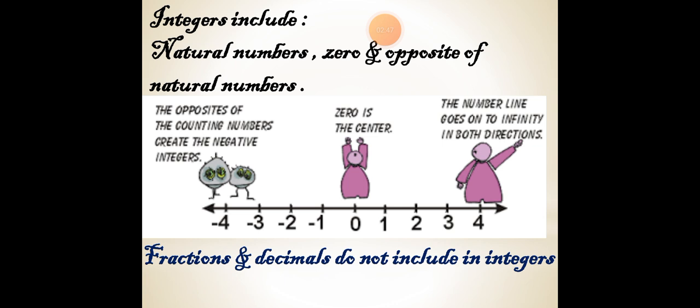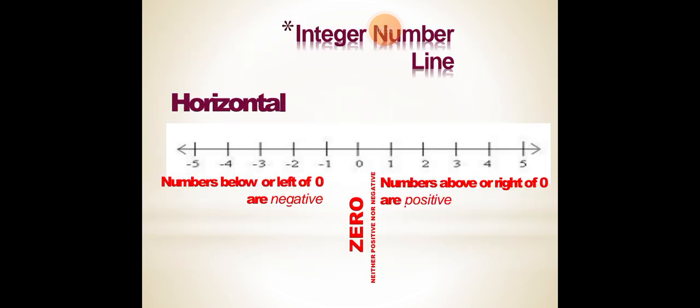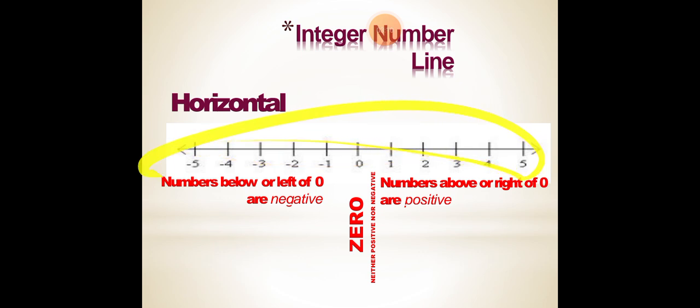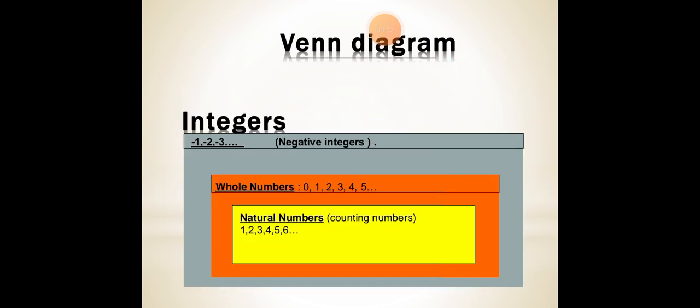Fractions or decimals are not included in integers. When we are going to study integers, we are not going to include fractions and decimals. We only include integers and whole numbers. Okay, integer number line. I told you that numbers above or right of 0 are positive, 0 is neither positive nor negative. Numbers below or left of 0 are negative, horizontal. They are not vertical, they are always in a horizontal line.